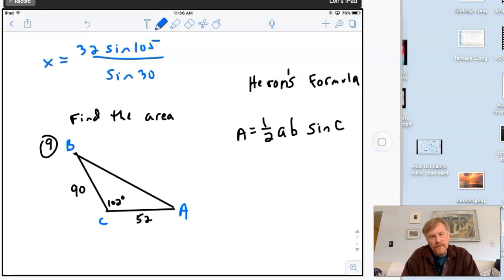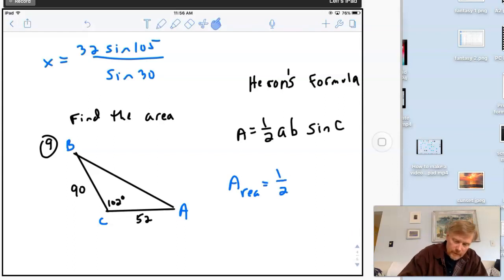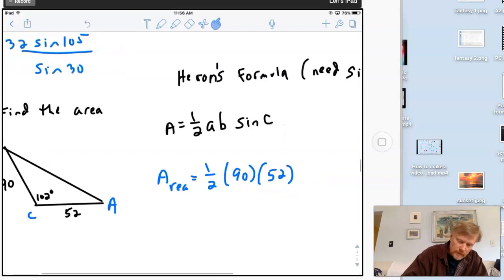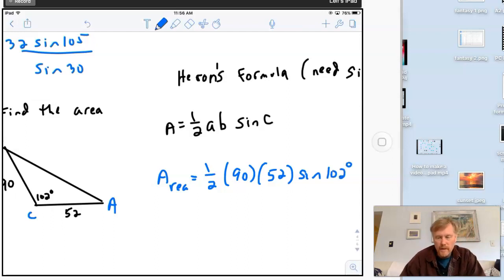So this one sets up. You can label it that way too if you like. So A is the area, equals 1/2 times side A, which is 90, times side B, which is 52, times the sine of 102 degrees, which is my angle, okay?